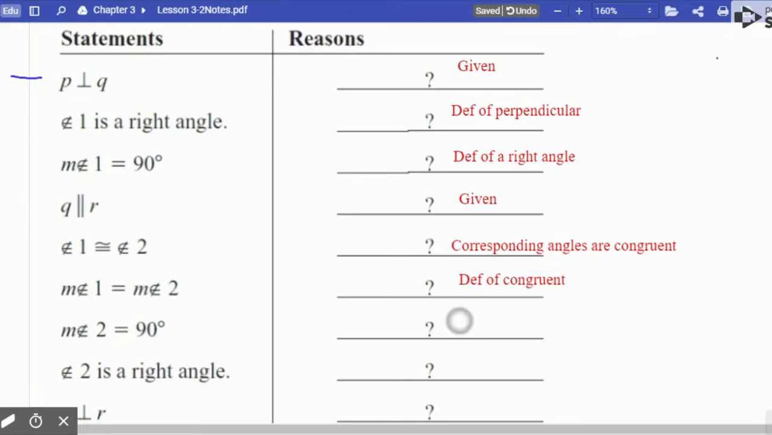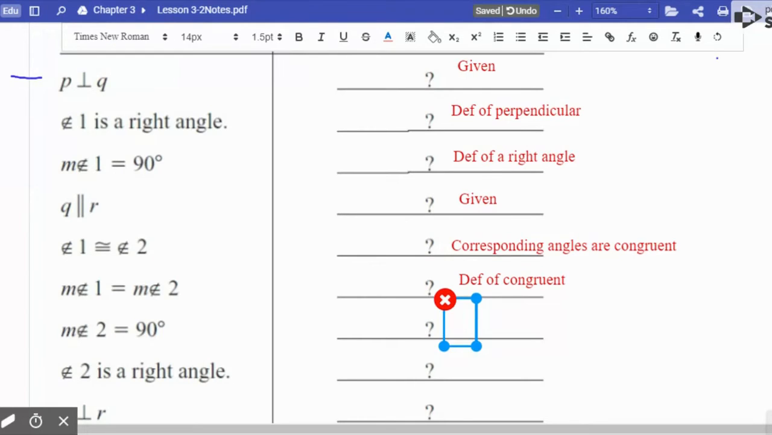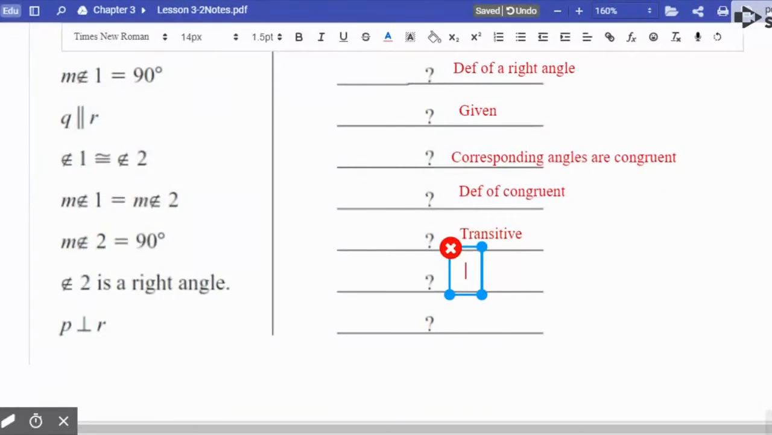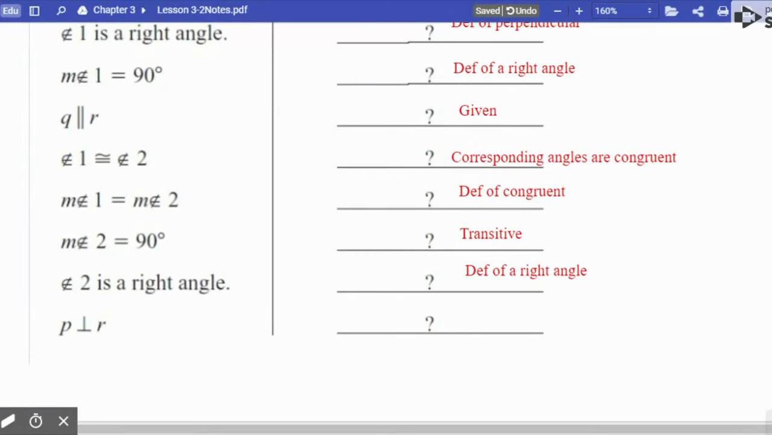Now this is the one where some people get confused one with the other. The measure of angle 2 equals the measure of 90 degrees. Well, angle 2, looking back at the previous statement, also equals angle 1. And then going back up to statement 3, angle 1 equals 90 degrees. So if angle 1 equals 90 degrees and angle 1 equals angle 2, angle 2 must equal 90 degrees. That is technically the transitive property. So if 2 is 90 degrees, that means 2 is a right angle. So that is the definition of a right angle.